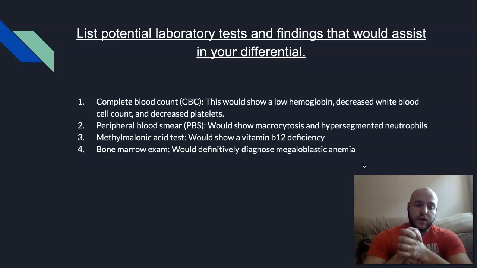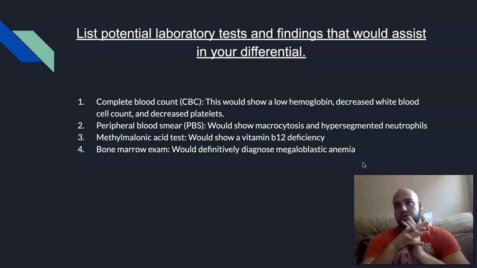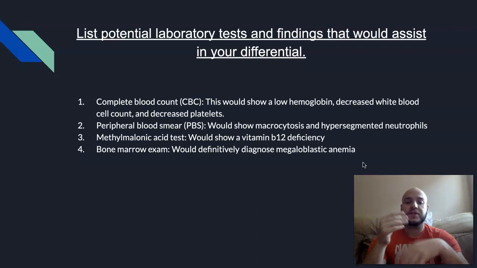We could also do a test for methylmalonic acid. This would show the actual vitamin B12 deficiency. And we could do a bone marrow exam, which is actually the most invasive, and this would definitively diagnose megaloblastic anemia.